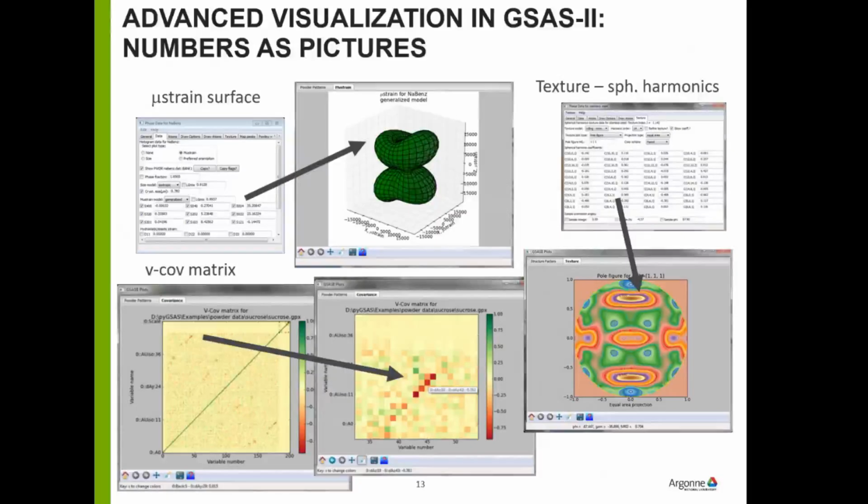Okay, more numbers. Here's microstrain surface coefficients. There's the surface. Here's the texture coefficients of spherical harmonics. You can make sense out of those? You're a better man than I. And here's an actual whole figure that we represent. Much easier to deal with. I talked about that already.